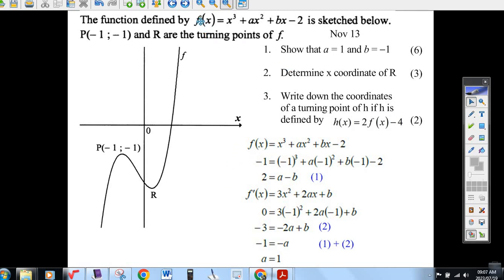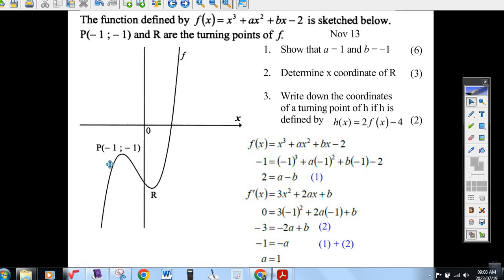Let's try it. It says, here's the function, x cubed plus ax squared plus bx minus 2, is sketched below. They tell you that (-1, -1) is a turning point. You're looking at it here, and the r is another turning point. And they want us to show that a is 1 and b is minus 1.